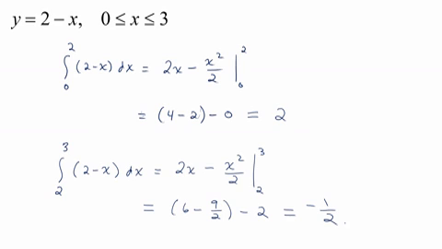However, this question is asking for the total combined area, so we want to take positive 2 plus positive 1 half. So 2 plus 1 half is equal to a total area of 5 halves.